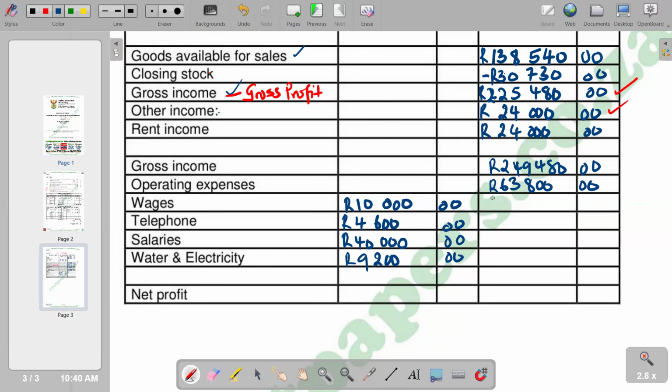And we have to subtract our operating expenses from gross income. So if you say gross income minus operating expenses, you get a net profit. If it's the positive answer that you get here, it will be a net profit. But if it's a negative, it's a net loss. So 249,480 minus 63,800. So we can just try to calculate. You are going to get 185,608.